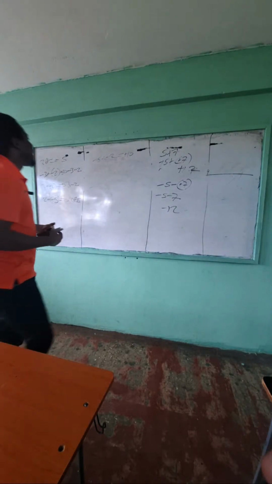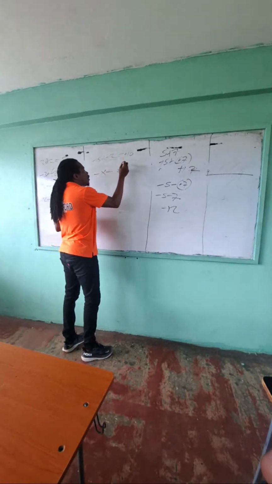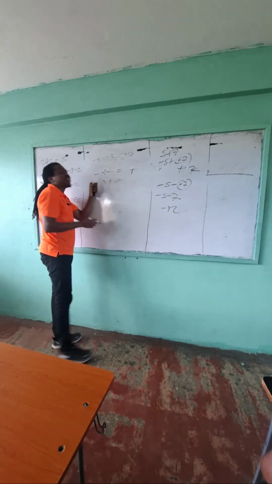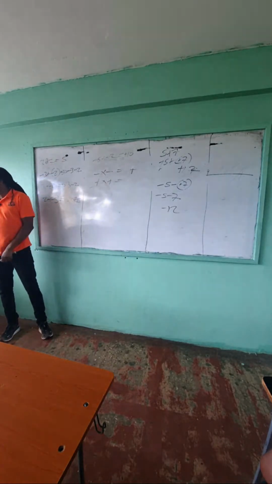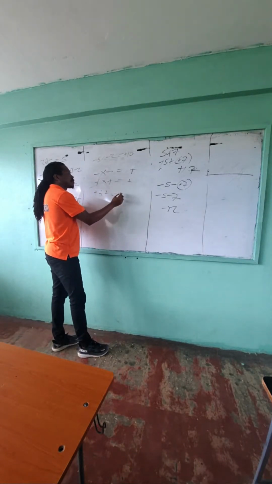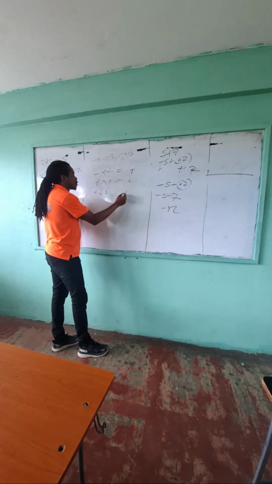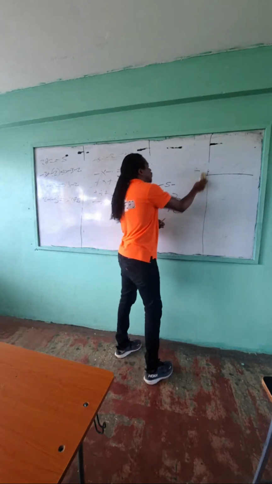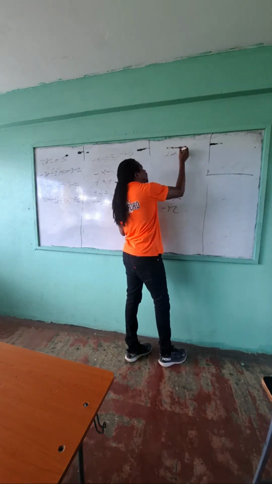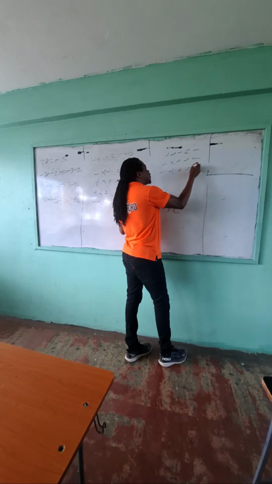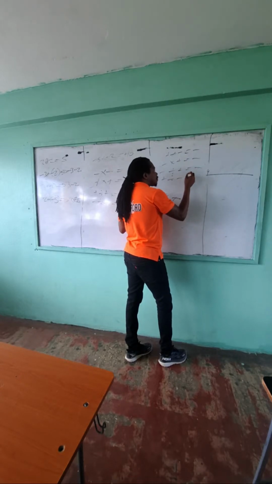Alright, good. So that means that negative times negative equals what? And that means that positive times positive equals what? Positive and positive, not the same. Positive divided by positive. Negative divided by negative. Why? Alright, good. Positive times negative. Negative times positive. Negative divided by positive. Positive divided by negative. Why?